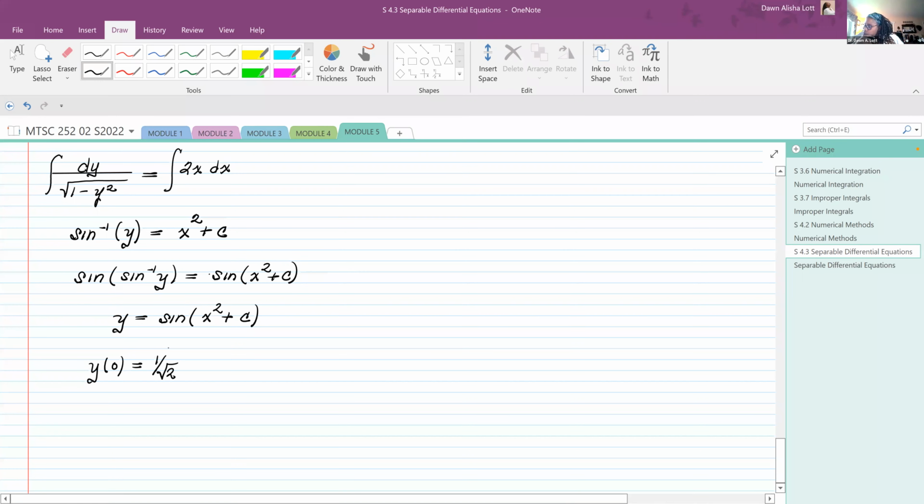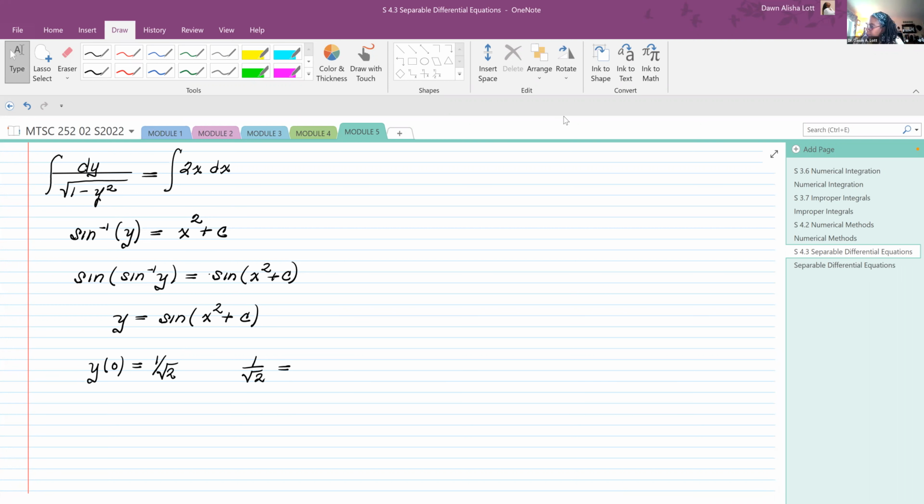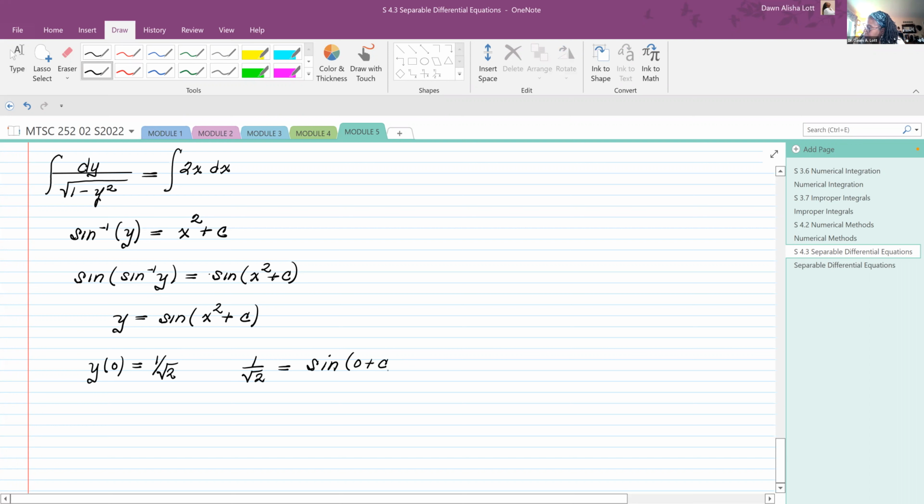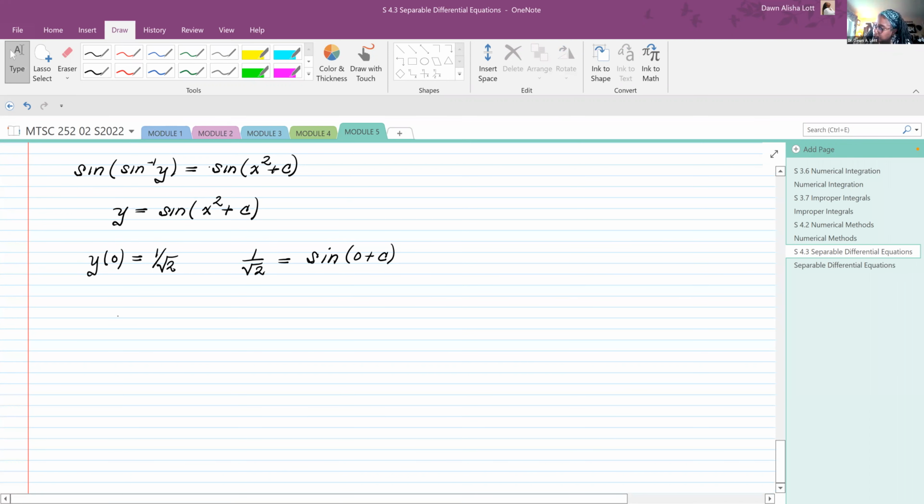Now, that says 1 over the square root of 2 is equal to the sine of x squared, that's 0, plus c. So I get 1 over the square root of 2 is equal to the sine of c.